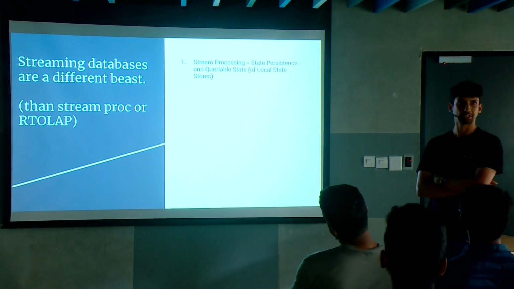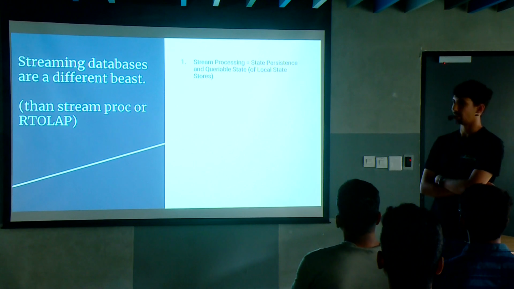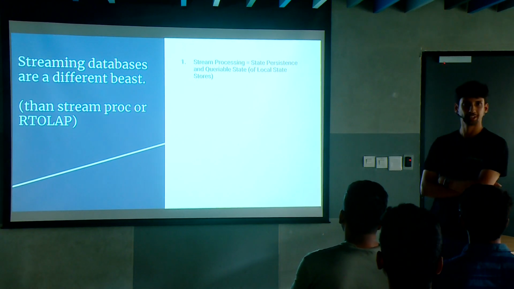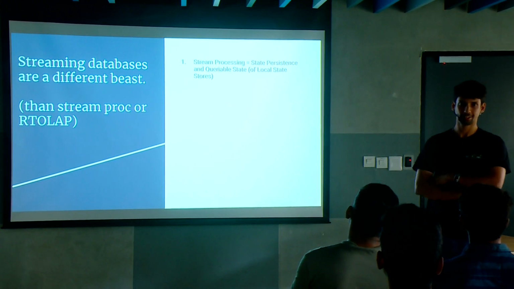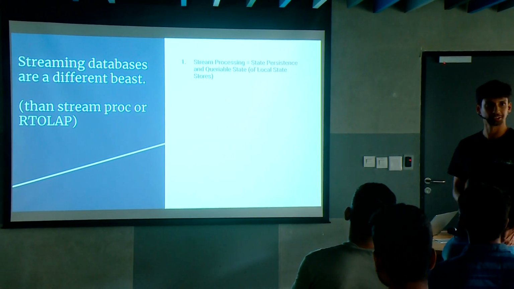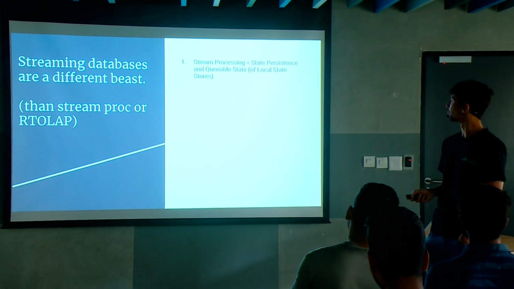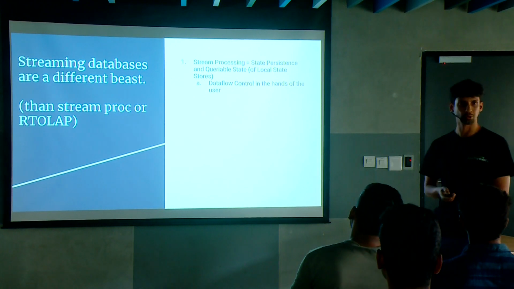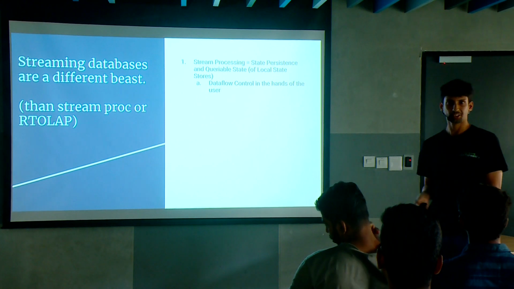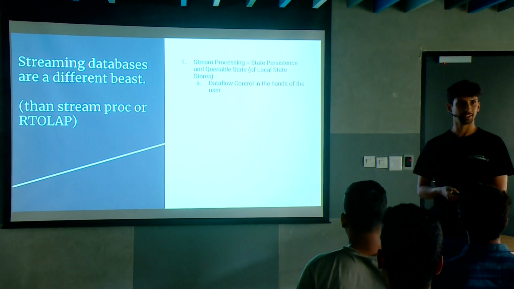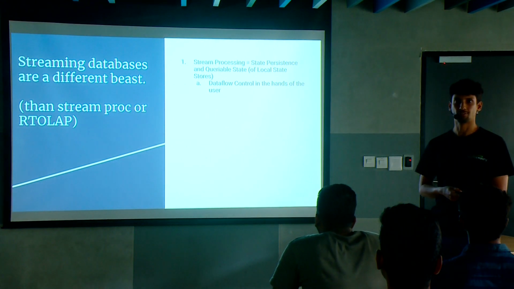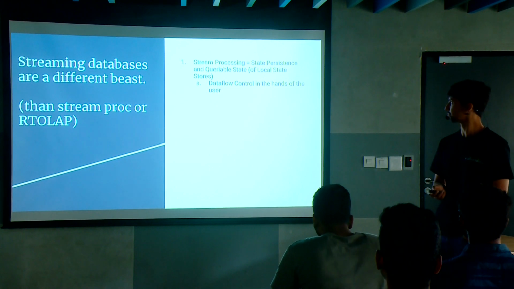So the primary distinction is that stream processing frameworks by definition use local state stores, right? So therefore, there is an aspect of queryable state which is distributed. It is distributed across all the workers that the stream processing framework uses. And that is quite unlike streaming databases, which we'll come to in a moment. And also, as a result of that framework, the data flow is pretty much in the control of whoever is writing the job.